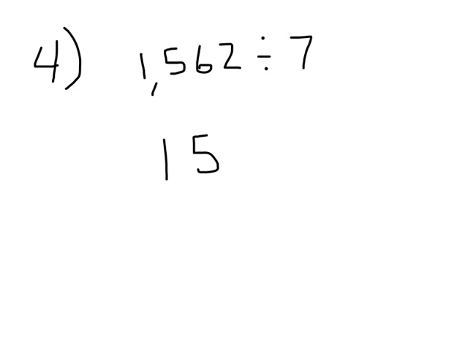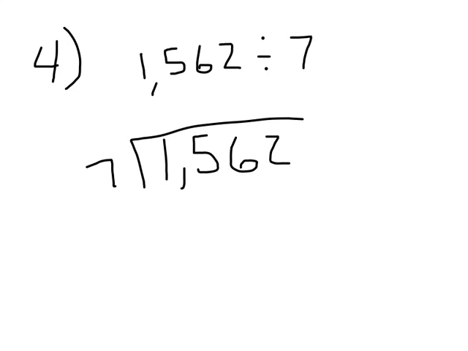What's 1,562 divided by 7? Should I start dividing in the thousands, hundreds, tens, or ones place? I'm going to start in the hundreds place because I can't split 1,000 into 7 groups, but I can split 15 hundreds. How many times does 7 go into 15? 7 goes into 15 twice. Now I can multiply. What's 2 times 7? 2 times 7 is 14.